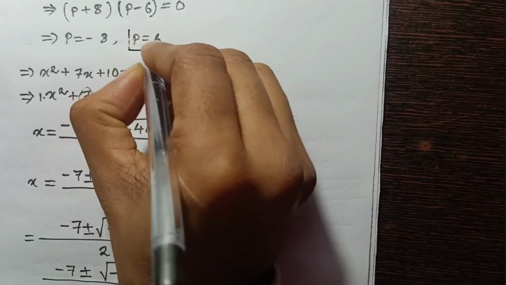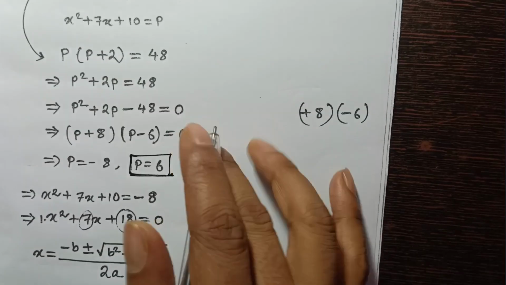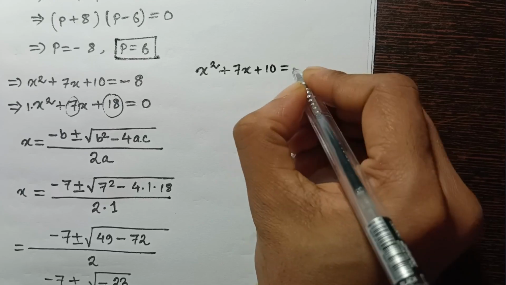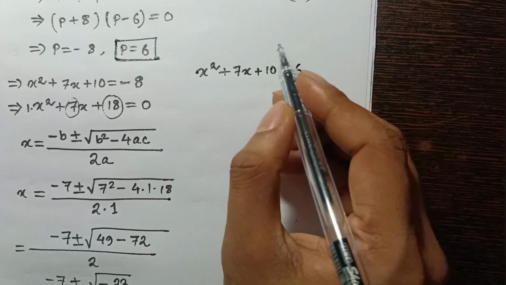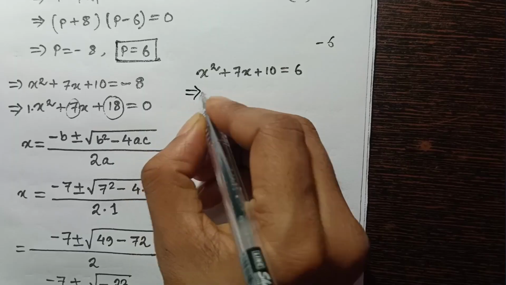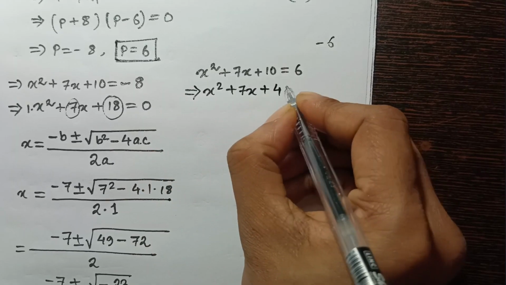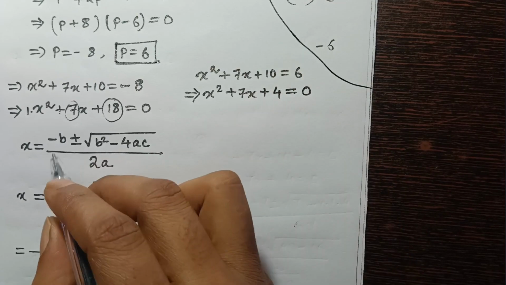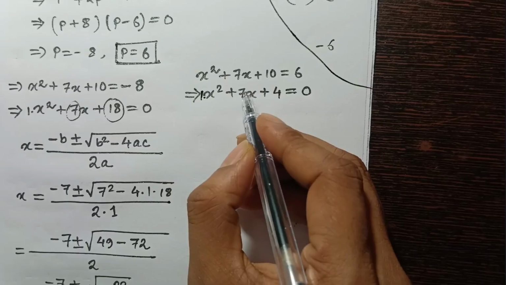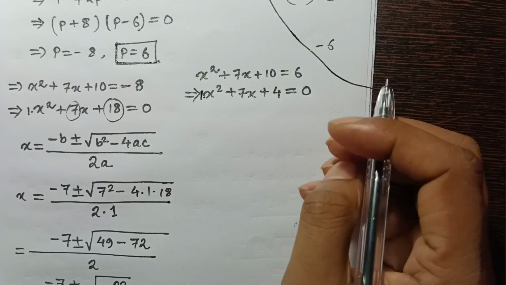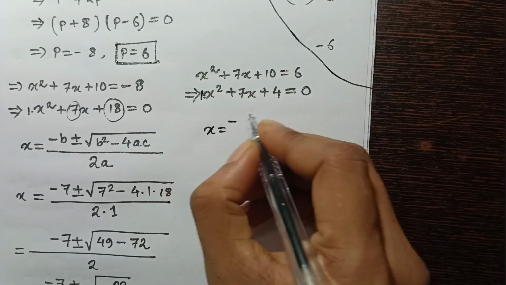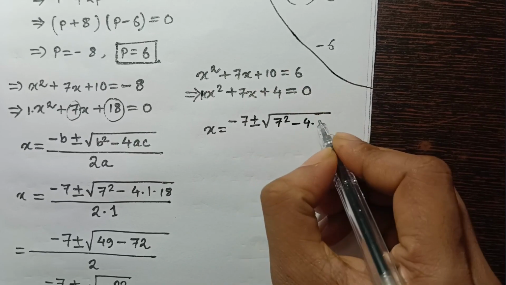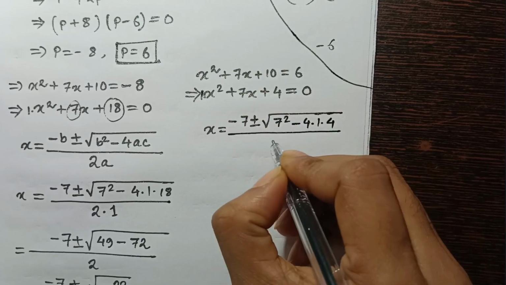Now for case 2, p equals 6. Plug it back into the substitution equation. X squared plus 7x plus 10 equals 6. Set it to 0 by subtracting 6 from both sides. X squared plus 7x plus 4 equals 0. Again, this quadratic doesn't factor, so back to the quadratic formula. Here, a is 1, b is 7, and c is 4. Plugging the numbers in, x equals -7 plus or minus the square root of 7 squared minus 4 times 1 times 4, all over 2.